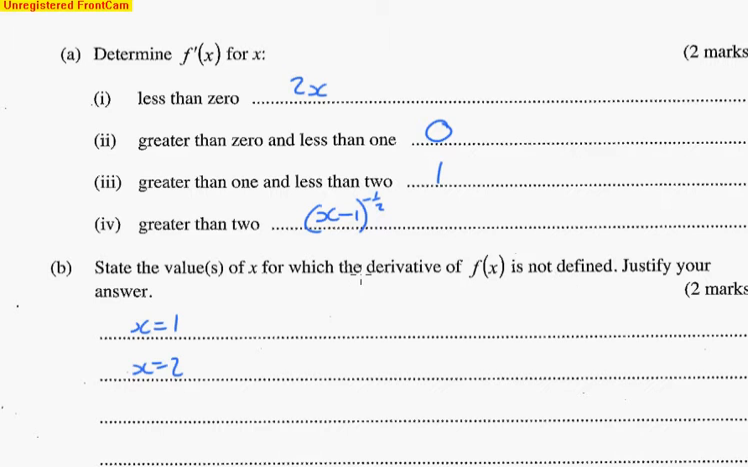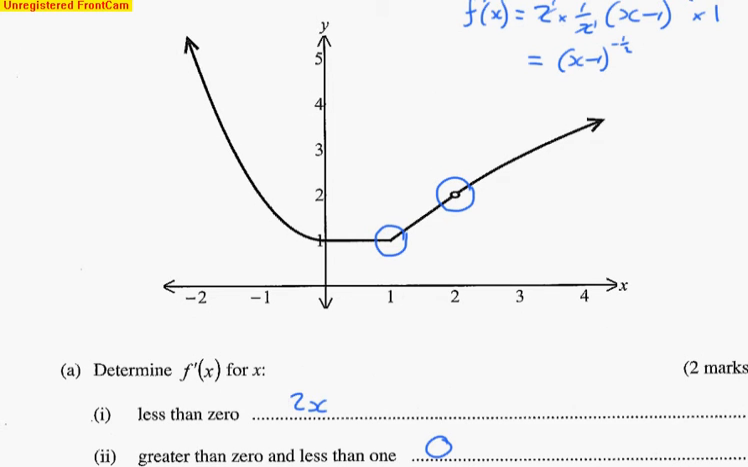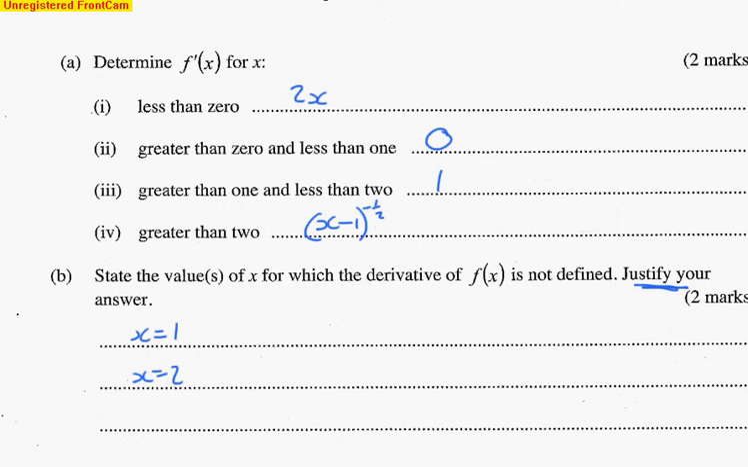We do, with these ones, always read all the questions. We've found the values where it's not defined, but you must include something to justify your answer. You can't get full marks if you don't answer all the questions. So the reason we can't have it at x equal to 1 is that the graph is not smooth at that point.